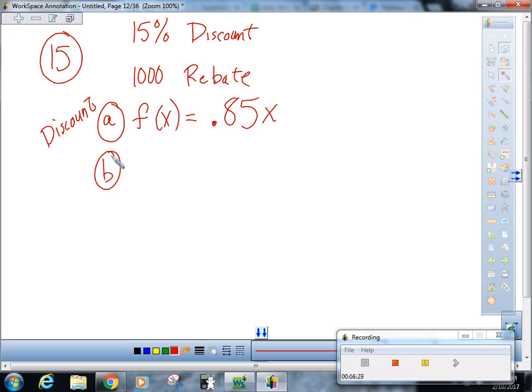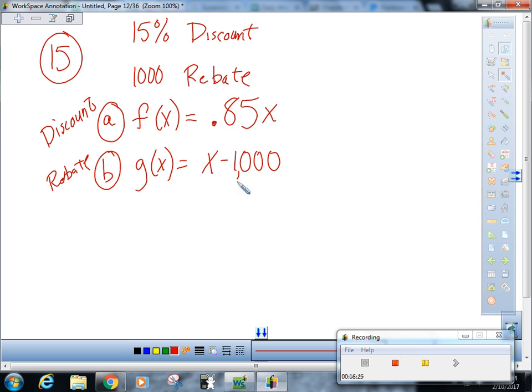B, I know you can get. So B says, find a function g of x that represents the rebate. Well, the rebate's a lot easier to do the math on. What do you do? You take the price of the truck and you subtract 1,000. Okay? So far, so good? All right.